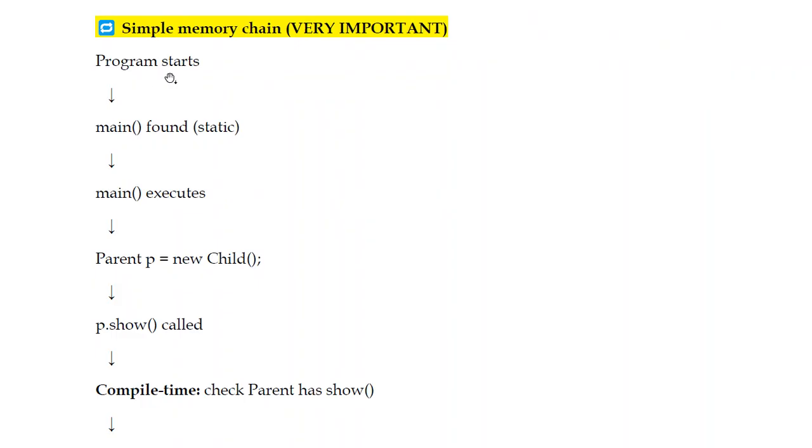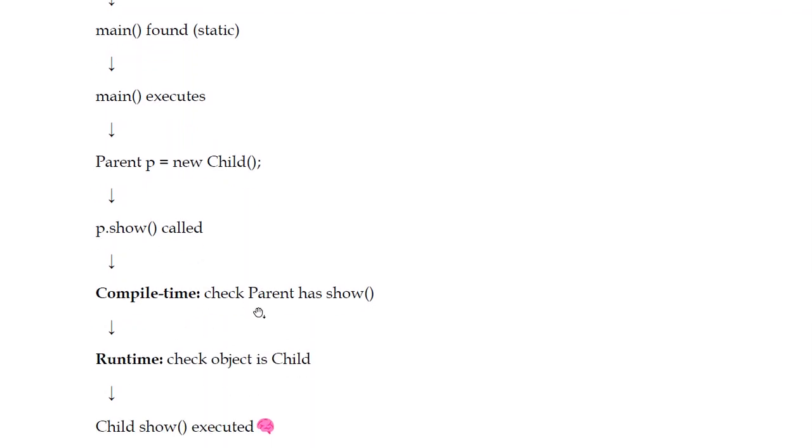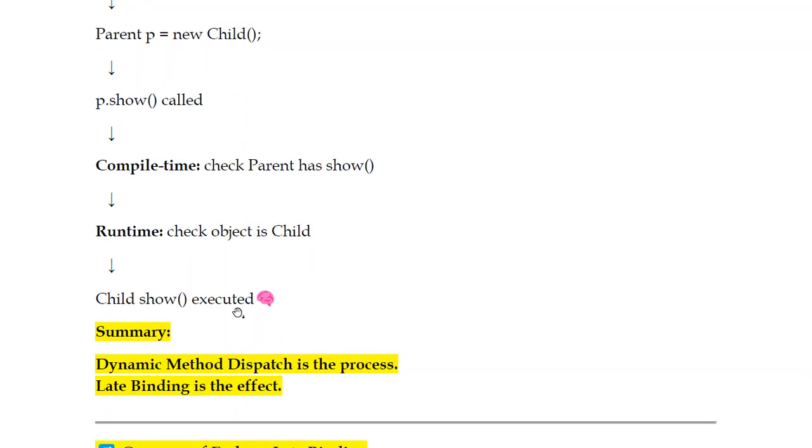A simple memory chain representation: the program starts from the main function. After the main function is executed, for the parent class P reference type, it will check during compilation time whether this class is present or not, and whether that method signature is also present or not. After creating the object at runtime, new Child, the p.show call will be made. Before that, at compile time, it only checks whether the parent has show or not. At runtime, after getting the new Child object, it will check the object, and at that time the object will call the child class method. So child show will be executed.